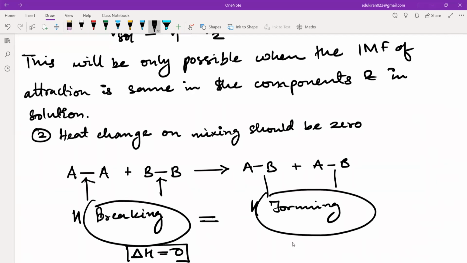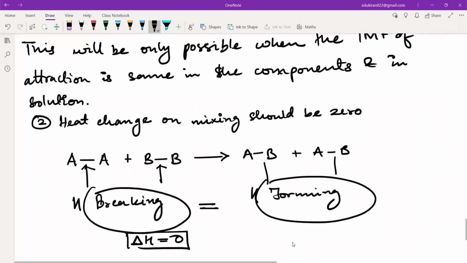And that means there is no heat exchange. नहीं, जितना आपने एनर्जी लगाया है ब्रेक करने में उतना आपको फॉर्म करने में मिल गया, right? So at that time the heat exchange on mixing will be 0. Okay, heat exchange will be 0.